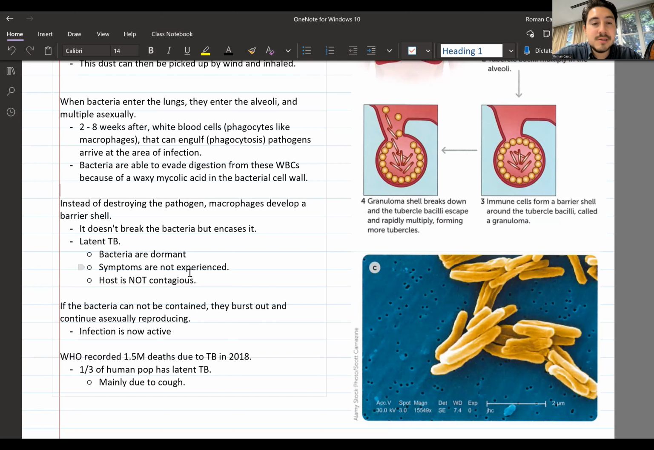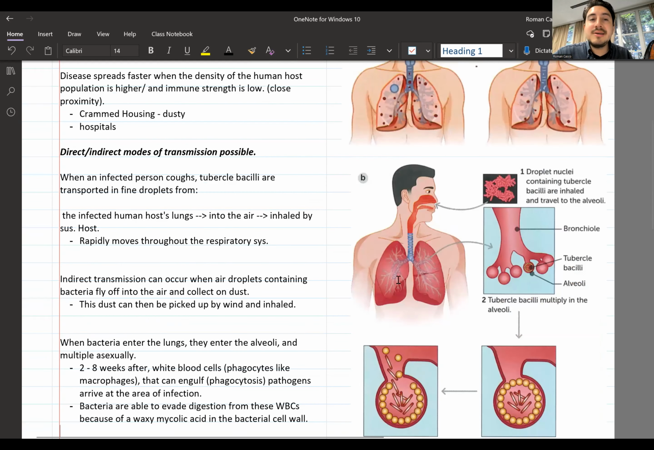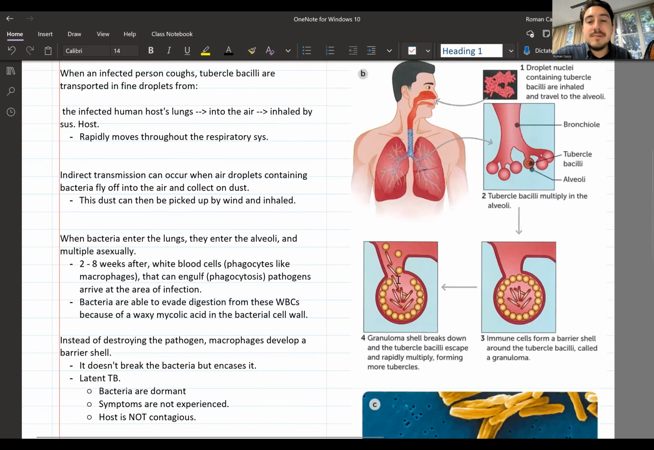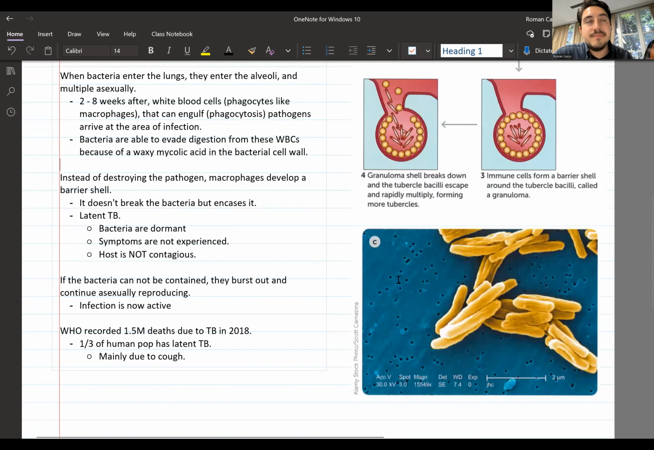It could be contagious, right? So if the bacteria aren't contained, they basically can burst out, and at that point, the infection is active again, spreading out throughout the whole lungs, giving you symptoms, and you can also be contagious to other people, right? And so forth.